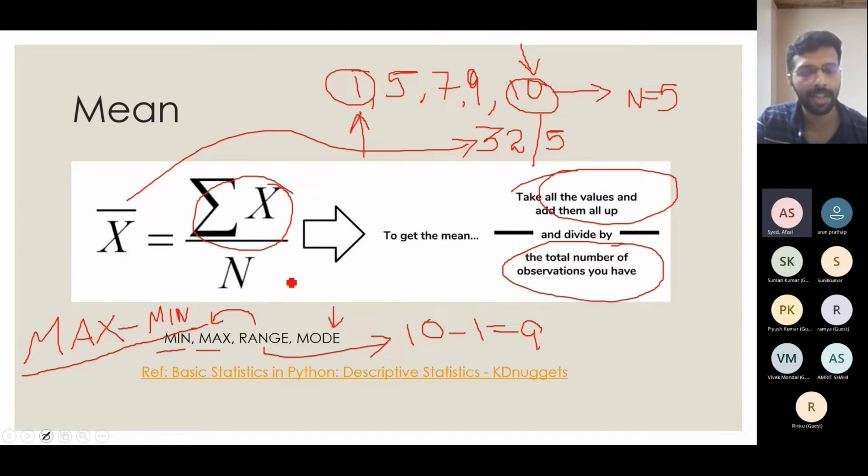So it is not like a range, it is a single number. Yes, it is a single number. So in this case, the range is 9. Then the next thing is mode.